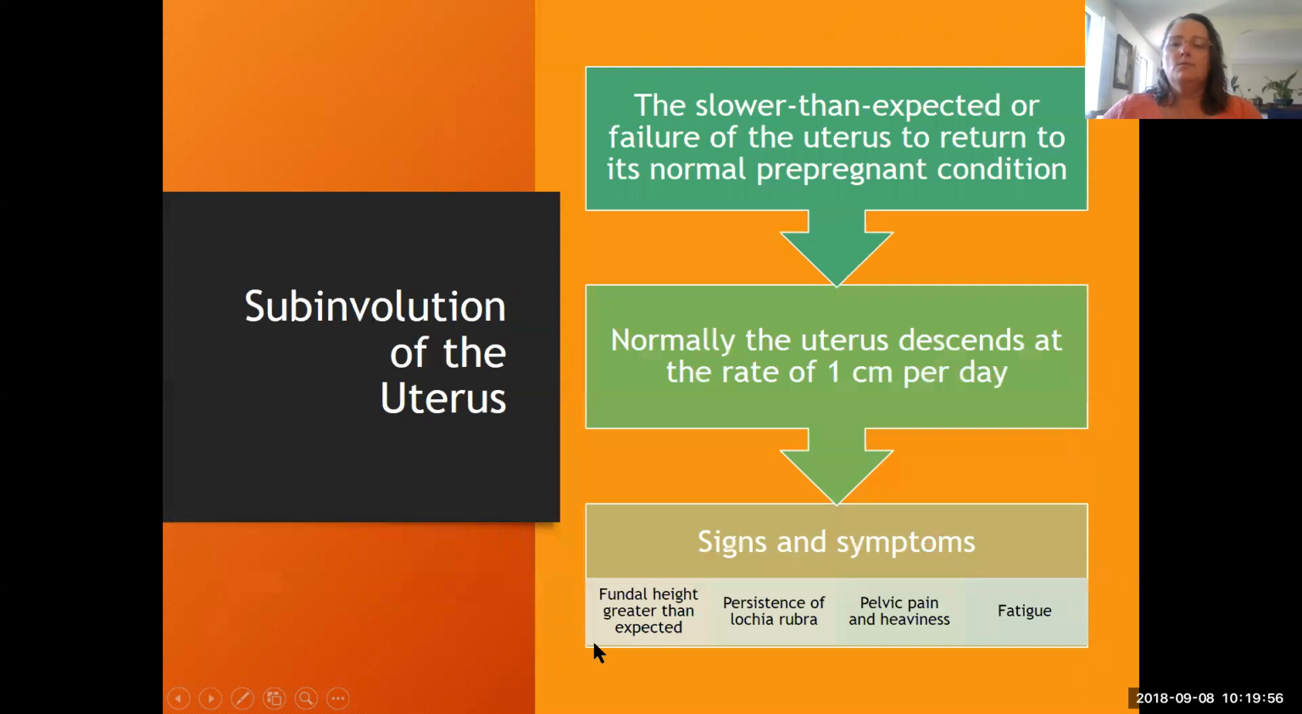And then some of the reasons that we have subinvolution of the uterus is, again, that fundal height was greater than expected. And it is because it was a much larger baby, maybe multiples, or there's something in the uterus, placental fragments or something left, maybe membrane or tissue that needs to come out so the uterus can go back down to normal size, because those fragments continue to produce hormones and the body still thinks that the woman is pregnant.